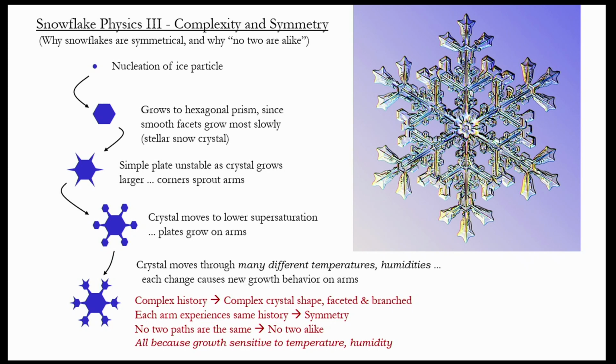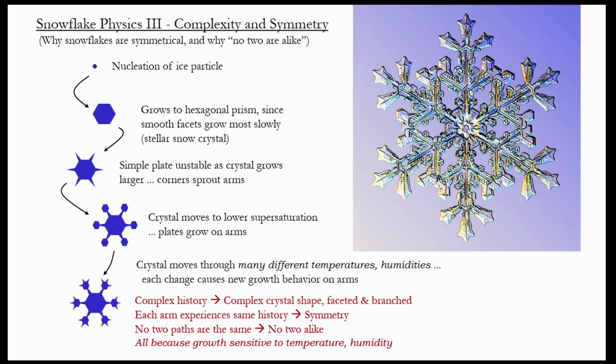But each arm has the same history. So this arm grows more or less the same as this arm, only because they saw the same things at the same time. They don't talk to one another. They just see the same things. And no two paths through the clouds are exactly the same, so no two snowflakes are alike. And so you can kind of understand why you get such a complex diversity of morphologies, at least for these kinds of crystals.